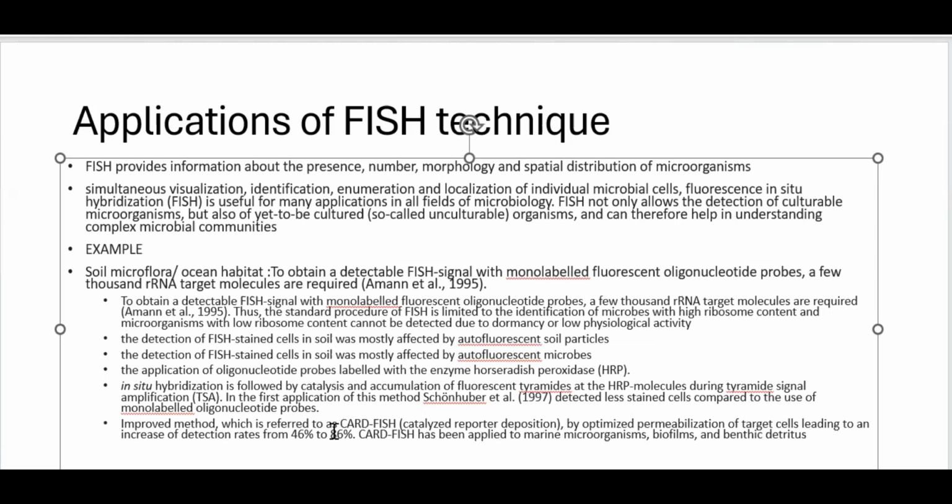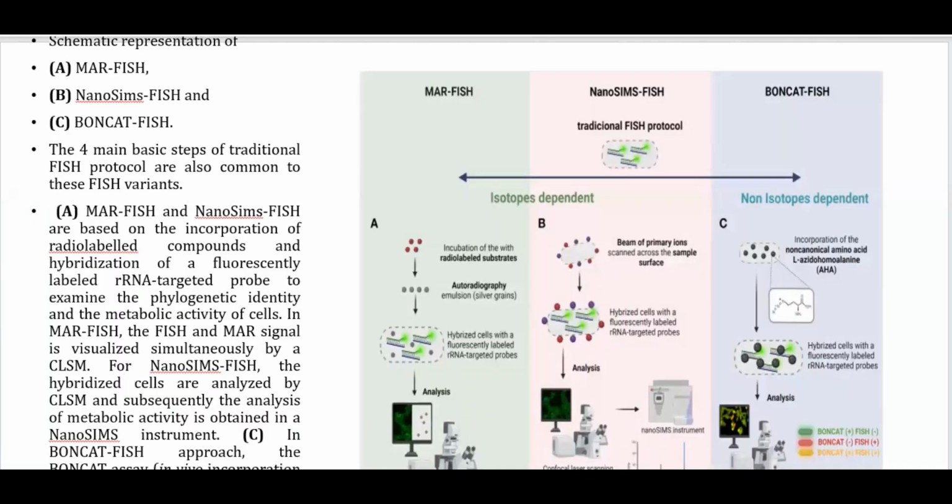So this is one thing, but there are different improved methods. For example, it is CARD-FISH. What is it? CARD is catalyzed reporter deposition. Optimized permeabilization of the target cell leads to an increase of detection rate up to 86%. So a variation of FISH is CARD-FISH, right? When it comes to detection in biofilms, marine environments, or benthic detritus, complex organic materials, at that time you can take help of CARD-FISH. So are there any such variations? I'm going to talk about the variations here.